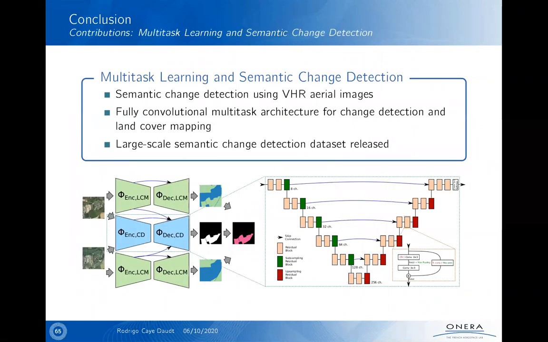Then we also proposed a multitask network to perform semantic change detection. And this multitask network was the best approach that we found. It's much better than the naive approaches that are people's first guesses in this situation. And the large-scale data set that we created was also released openly to the community.